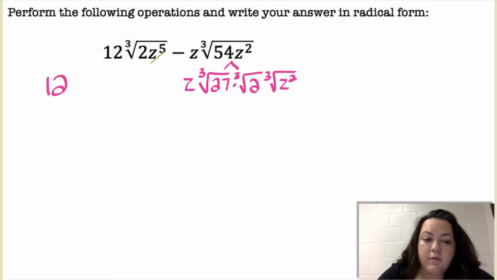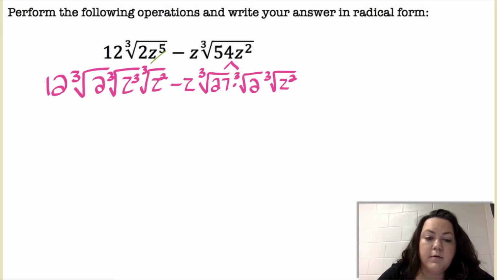So I'm going to have 12. I pulled out 1 z. I have the cube root of 2 times the cube root of z to the 3rd power times the cube root of z squared. So I just broke up z to the 5th as z to the 3rd and z to the 2nd. Okay, and if I take the cube root of z to the 3rd, that becomes 1z that I can pull out front.